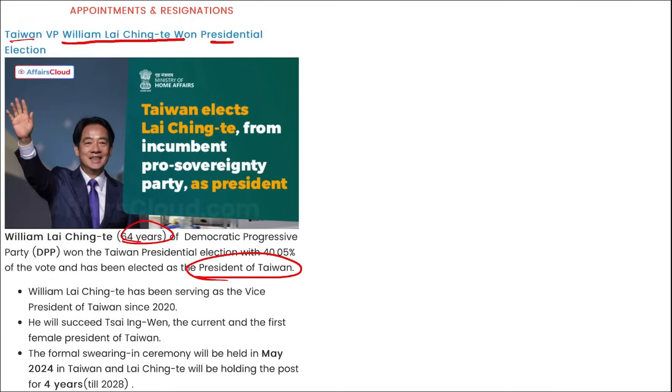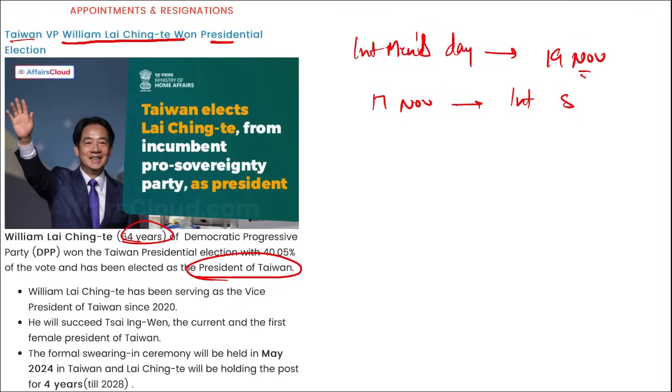Right? Next, if I ask you, tell me some important days. Say for example, when do we observe International Men's Day? When do we observe this? On 19th of November. On 17th of November, we observe International Students' Day.